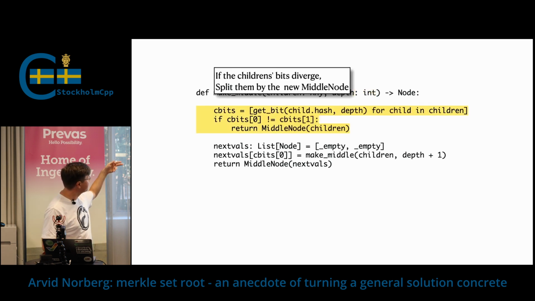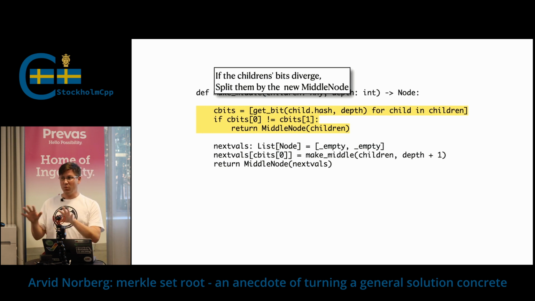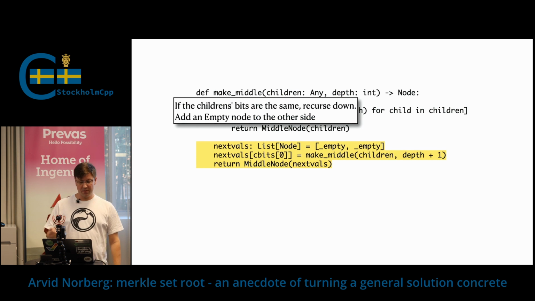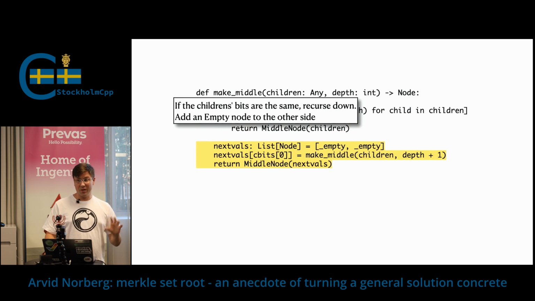So there are 2 cases in this function. One is get bit, child hash. So we look at the bits for both child nodes. If they are different, then we're done. Then we just create a middle node, and those children are on each separate sides. However, if they're not, then we need to figure out which side the empty node goes on into, and then the other side where the empty node isn't, we create another middle node and recursively sort of trickle down.